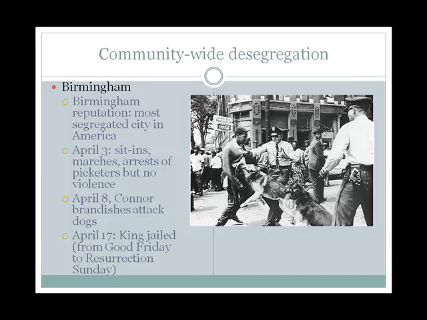On April the 8th, Police Commissioner Bull Connor began to move in to break up the demonstrations through the use of dogs, like you see in the photograph that you have here. And on April the 17th, Martin Luther King was jailed in these demonstrations. He remained in jail over the Easter weekend. Now, we will stop at this point and pick up with what's happening in Birmingham in the next lecture.